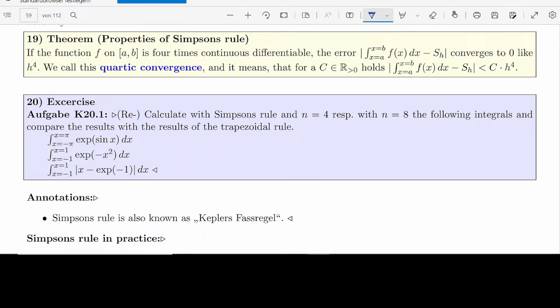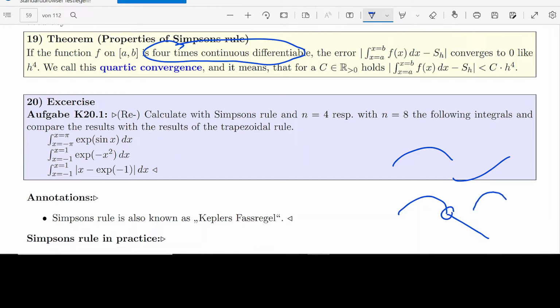If the function is 4 times continuously differentiable, for the trapezoidal rule we had 2 times continuously differentiable, that means the first derivative, the second derivative, the third derivative, and even the fourth derivative are all continuous. So functions like that are not allowed. They are not continuous, so they are not 1 times differentiable. Functions like that are also not allowed. They are continuous but not differentiable in that point.